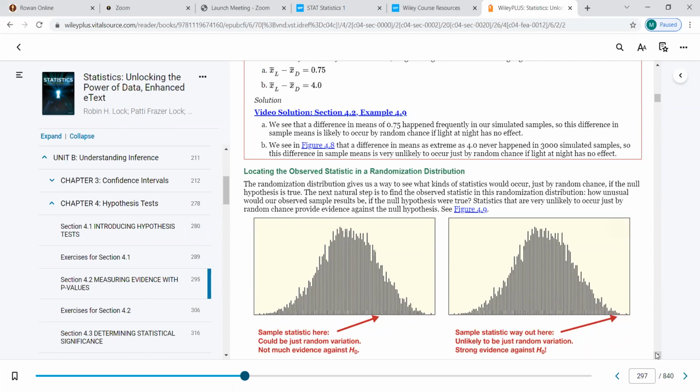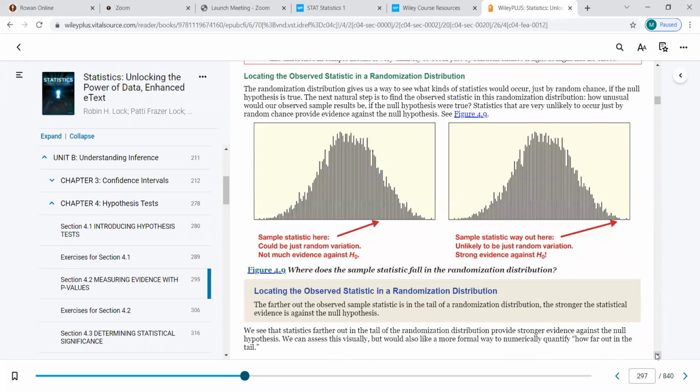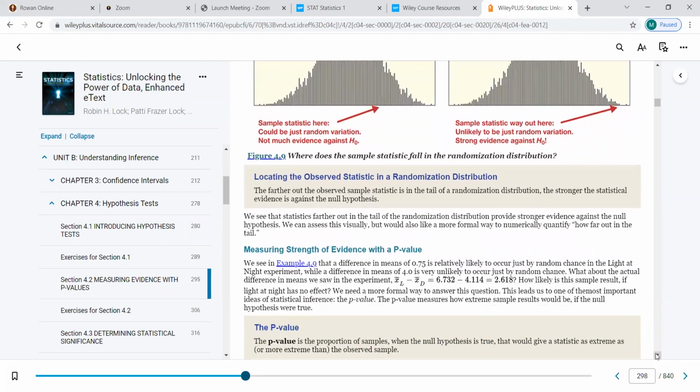Okay. So we could use this information here, the sampling distribution, to come up with sort of like probabilities of whether a particular sample statistic is extreme, and therefore would not be consistent with the null hypothesis. All right, so it says here, the further out the observed sample statistic is in the tail of a randomization distribution, the stronger the statistical evidence is against the null hypothesis.